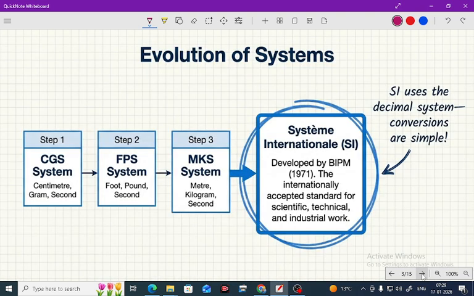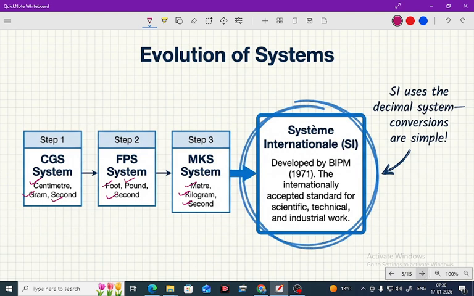Evolution of systems. You see how the system evolves. Number one is the CGS system. The length is measured in centimeter, the mass is measured in gram, and time is measured in second. In the FPS system, the length is measured in foot, mass is measured in pound, and time is measured in second. In the MKS system, length is measured in meter, mass is measured in kilogram, and time is measured in second.